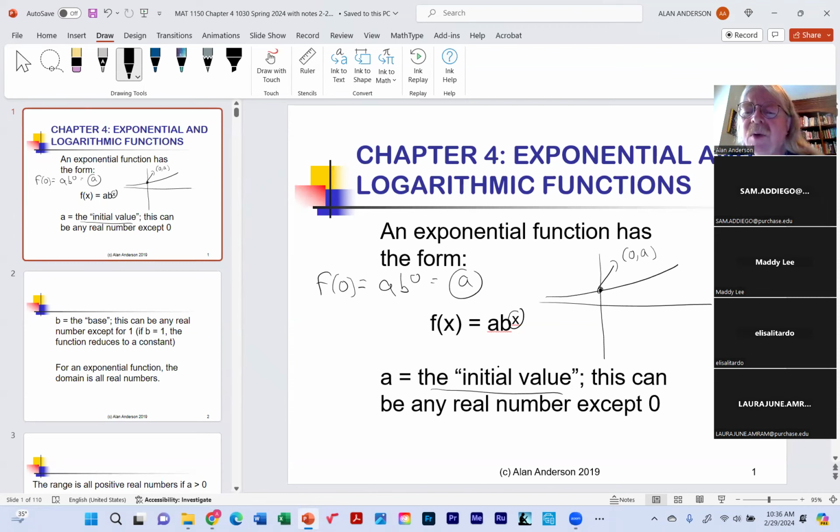For applied problems, let's say where we're dealing with time or money or whatever, we often find ourselves restricted to the first quadrant because that's where all the values are positive. So you'll see as we go along that for some types of applications, we only need to consider the first quadrant. Now, what about the b?